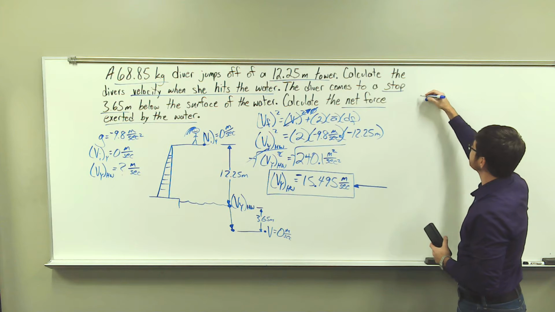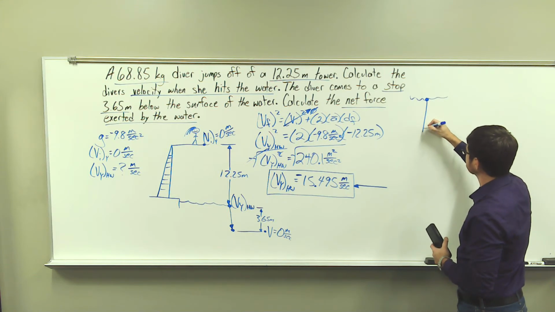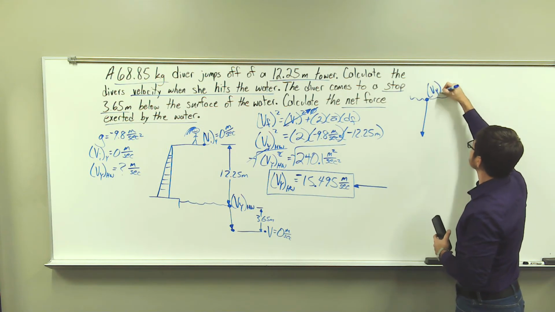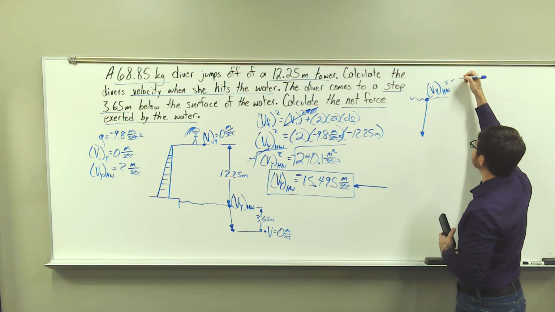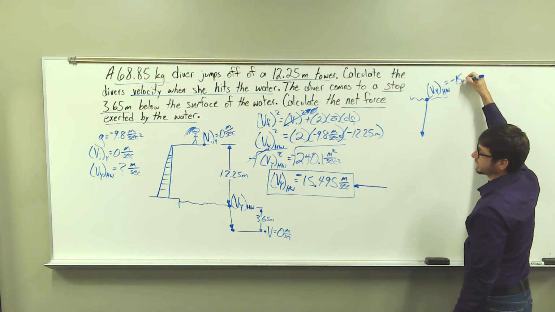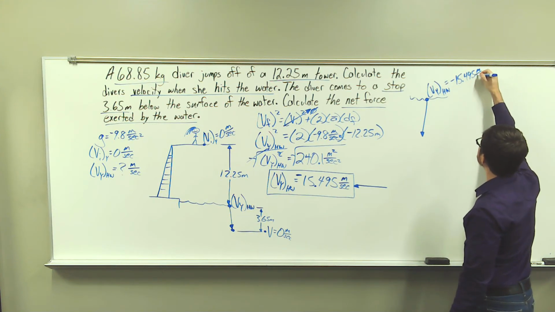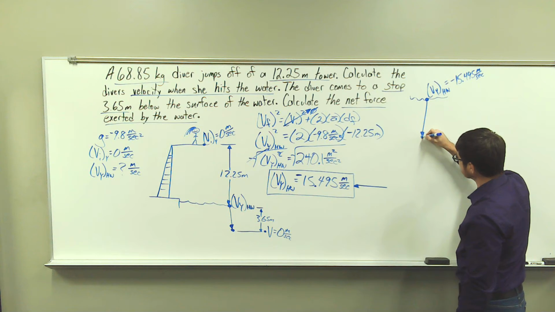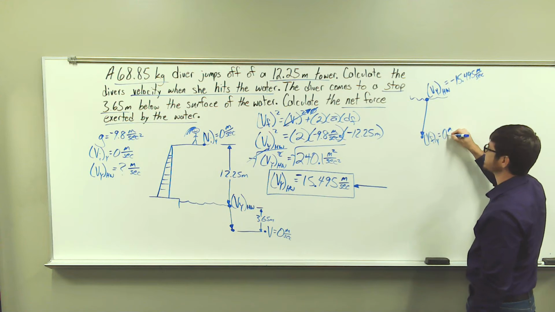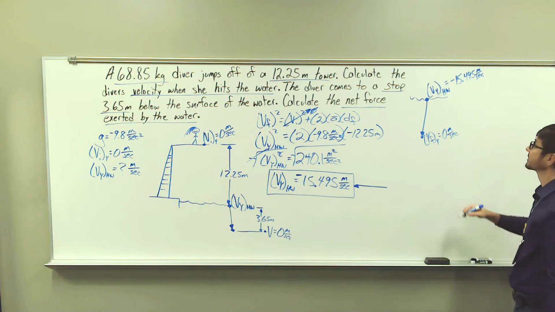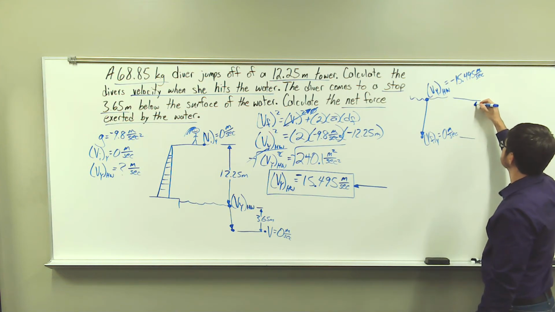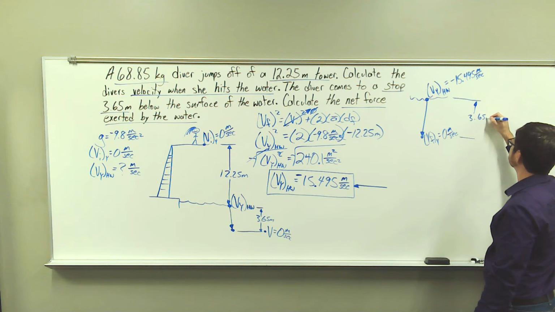So this is when she hits the water. I'll draw the water right there. So this is velocity, y direction, when she hits the water, a negative, and I'm just transferring this value that we calculated, 15.495 meters per second. We know her final velocity, v sub f, in the y direction is 0 meters per second because she comes to a stop. And she travels a distance of 3.65 meters.